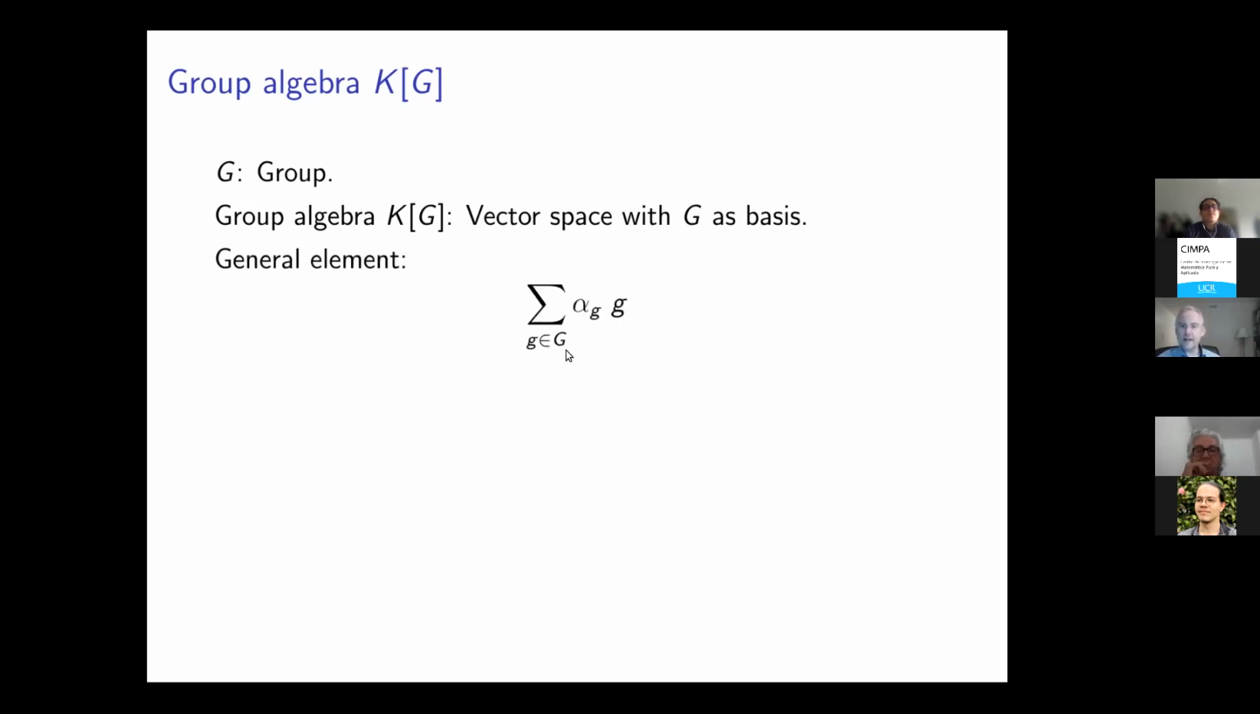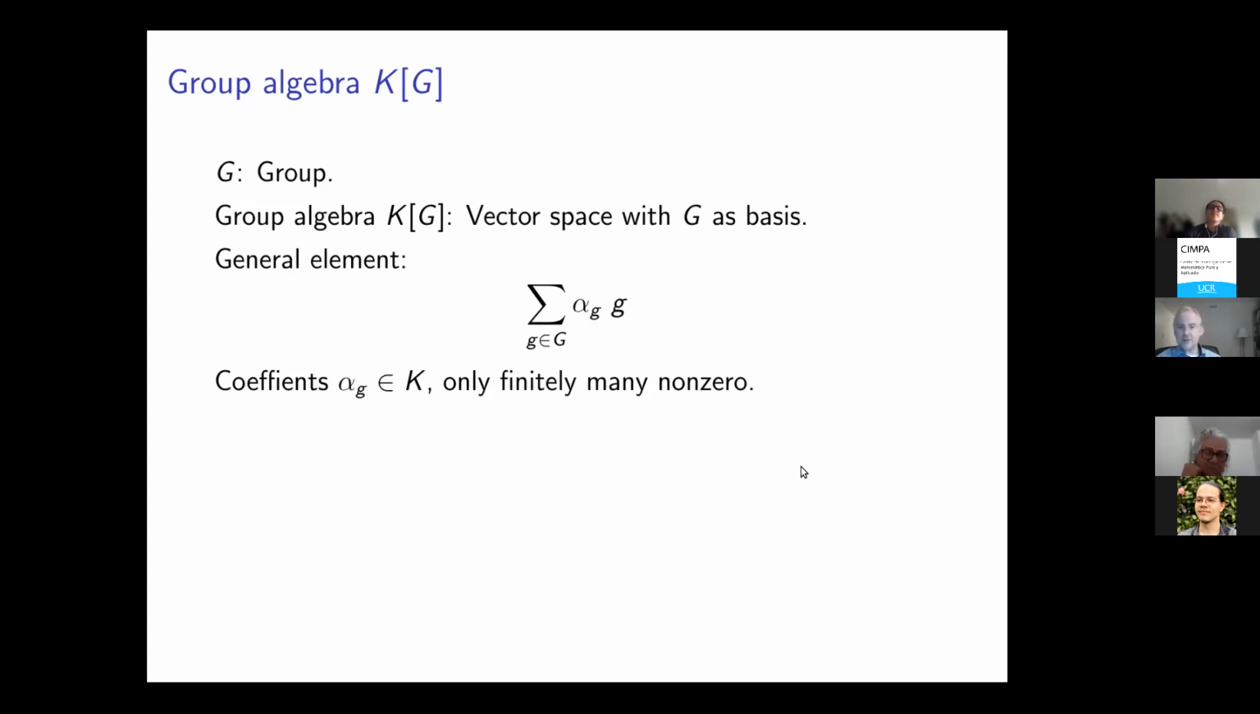So the general element looks like this. It's a linear combination of the group elements. So the g are the basis. The coefficients alpha_g come from K. It's supposed to be a finite sum. So this means only finitely many of these alpha_g's can be non-zero.